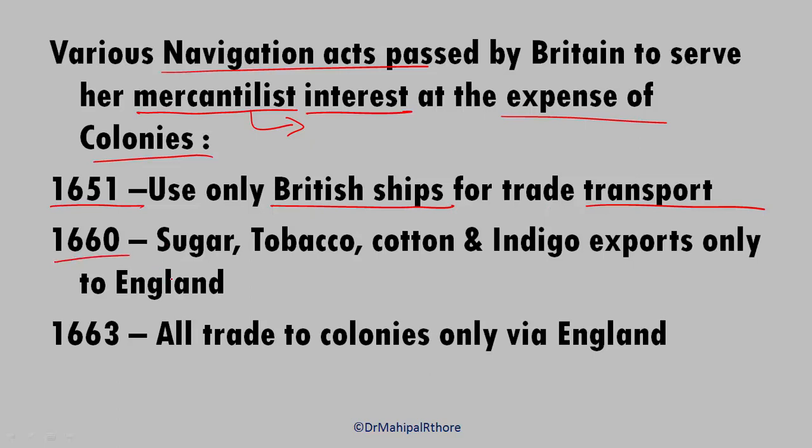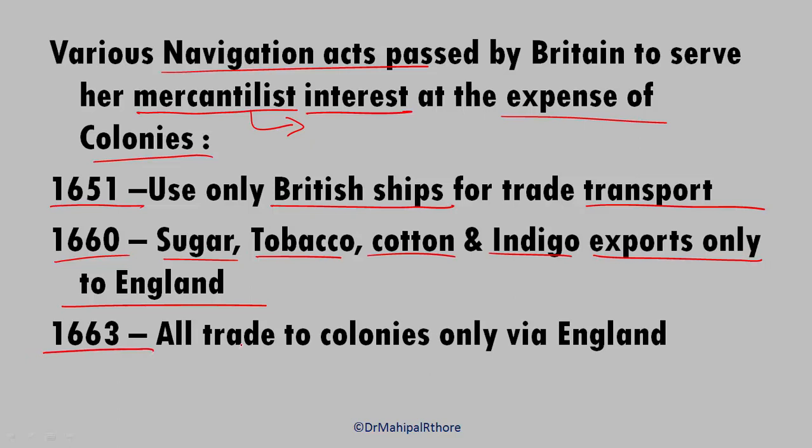In 1660, they passed another law that said that sugar, tobacco, cotton, and indigo, these were the main crops of America, can be exported only to England, not to India, not to Spain, not to France. Even if you're getting more price there, you can only sell to England, any company sitting in England.